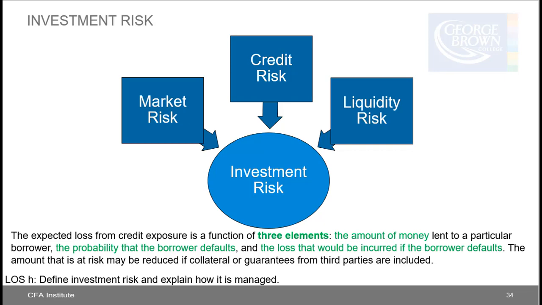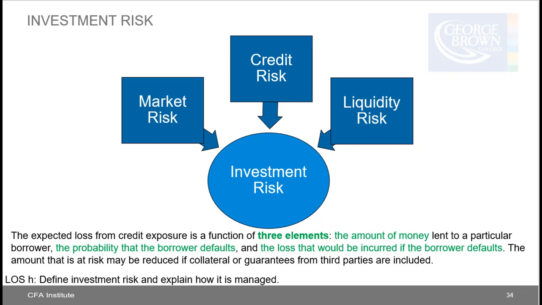The expected loss from credit exposure is a function of three elements. So this is really important. This is a list that you need to remember. Number one, the amount of money lent to a particular borrower. Number two, the probability that the borrower defaults. And three, the loss that would be incurred if the borrower defaults.